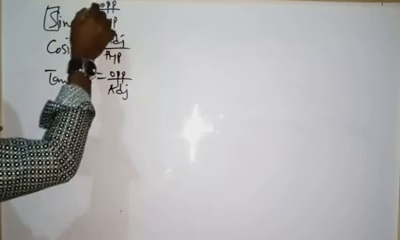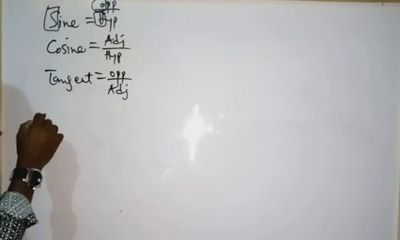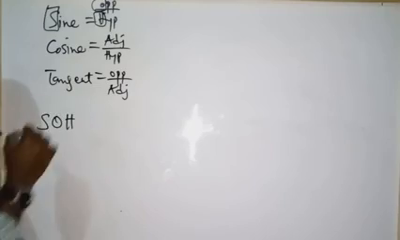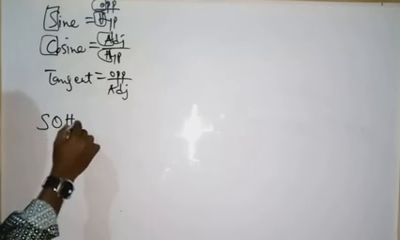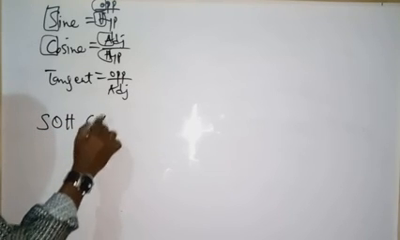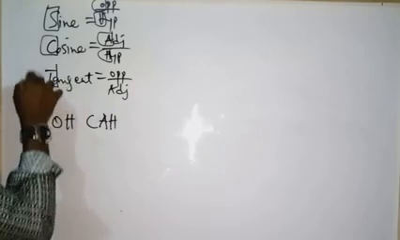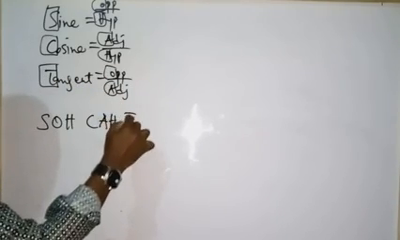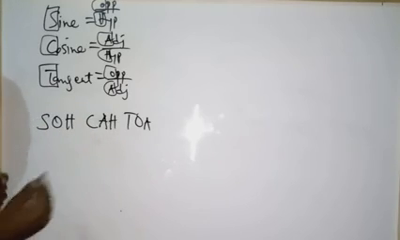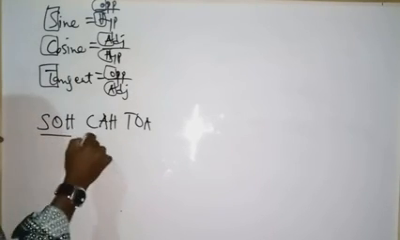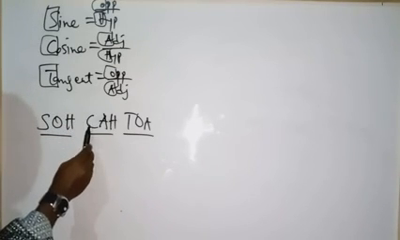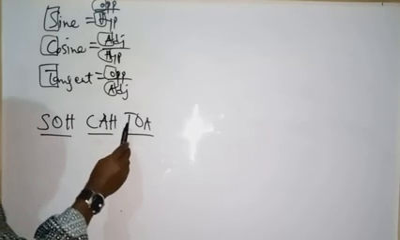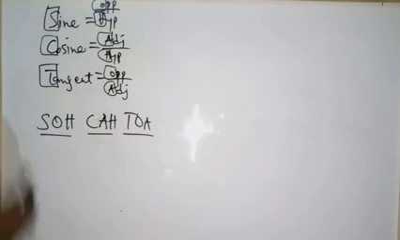This is starting with S, and you have O here, you have H here, and that will be S, O, H. Then this one is starting with C, you have A, then H again, and that is C, A, H. Then here we have T, O, and A, and you have T, O, A. So we can abbreviate all this as SOHCAHTOA, meaning sine equals opposite over hypotenuse, cosine equals adjacent over hypotenuse, tan equals opposite over adjacent. That will help you to be able to reproduce the formula without wasting your time.